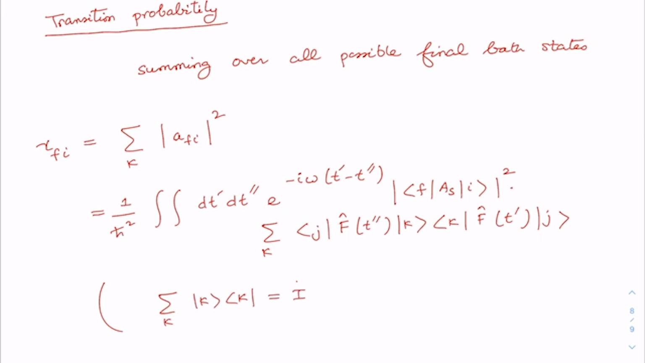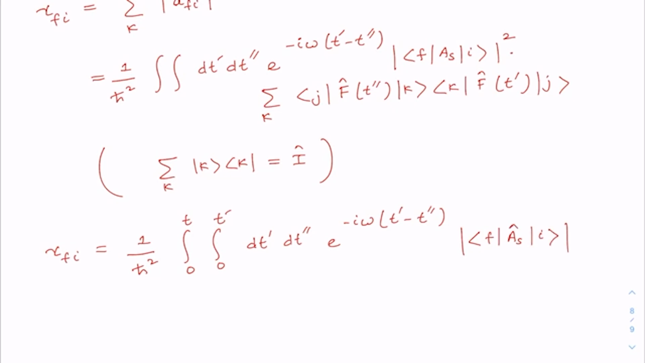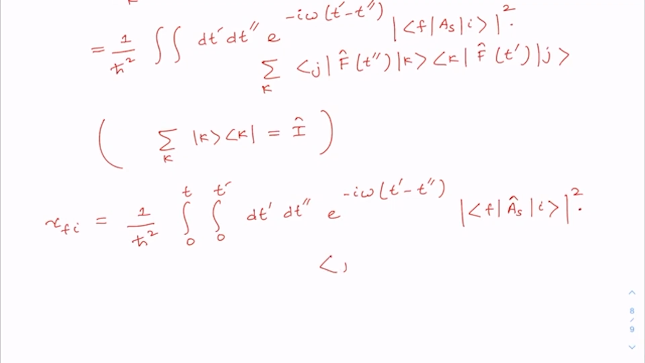Okay, now you see that we know from our completeness condition that the sum over k of |k><k| is an identity operator. So utilizing this we get Gamma_fi is equal to 1 by h cross squared, integration 0 to t, 0 to t dash, dt dash dt double dash, e to the power minus i omega (t dash minus t double dash), this |<f|V|i>| squared is also there, into <j|F(t double dash)F(t dash)|j>.